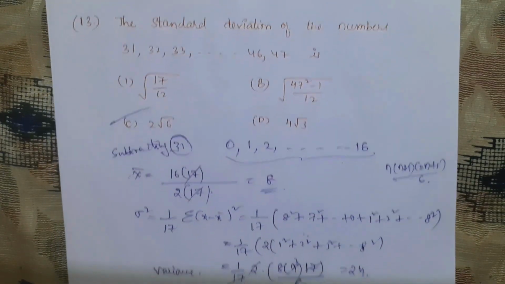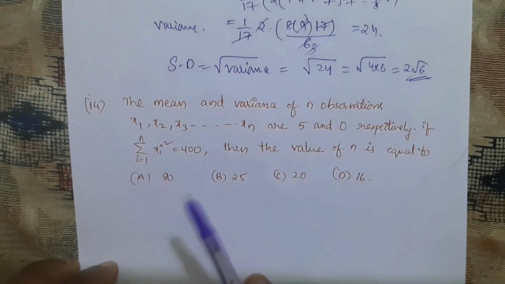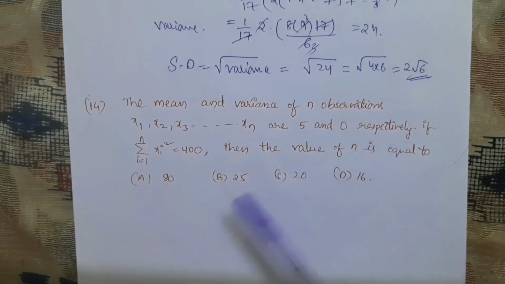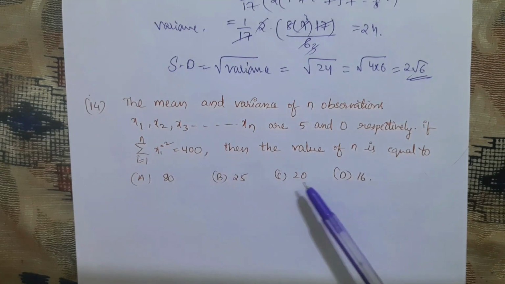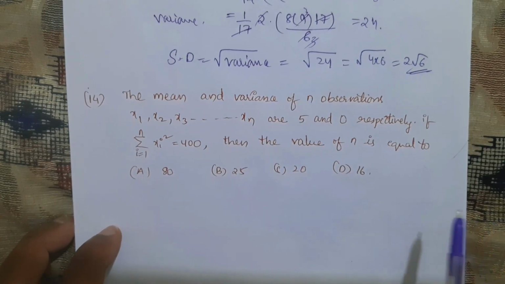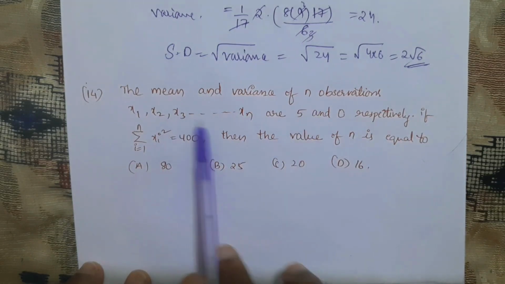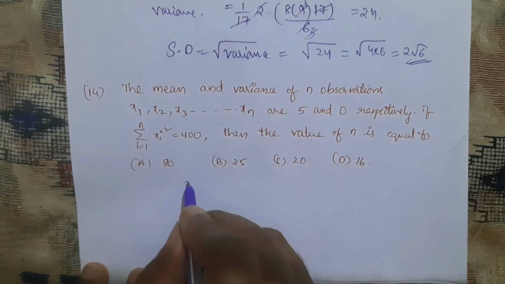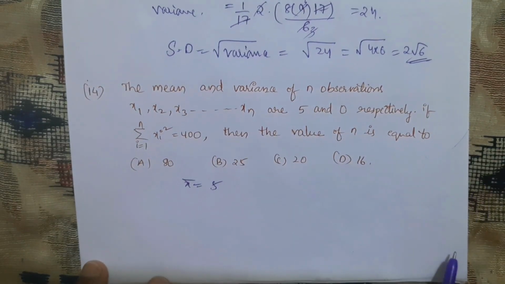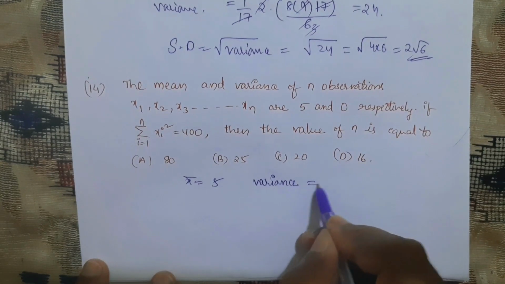Okay. Then next question. The mean and variance of n observations x1, x2, x3, and so on up to xn are 5 and 0 respectively. If sigma x square is equal to 400, then the value of n is equal to? See here clearly some hint is given, that is the mean and variance of n observations. Here mean, x bar, is 5, and variance is 0. Variance is equal to 0.